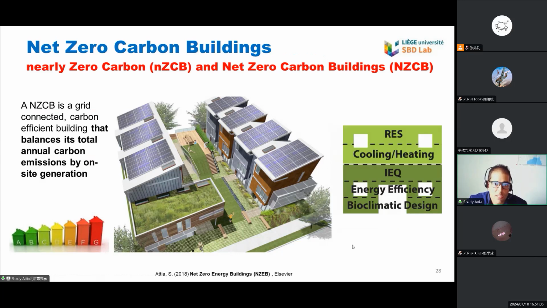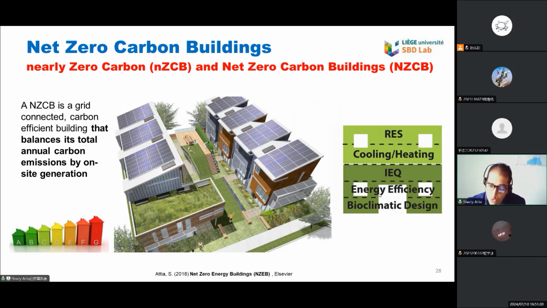And as you can see, a zero carbon building is a grid connected carbon efficient building that balances its total annual carbon emissions by on-site generation. And if we look at the basis of design, first of all, we need to apply the bioclimatic design principles, which are about passive heating, passive cooling, natural lighting, all these principles that are involved.